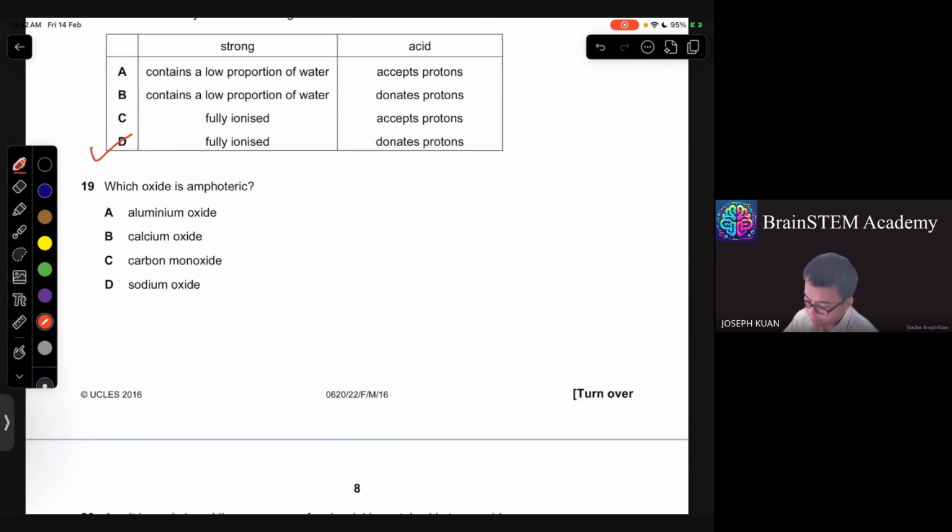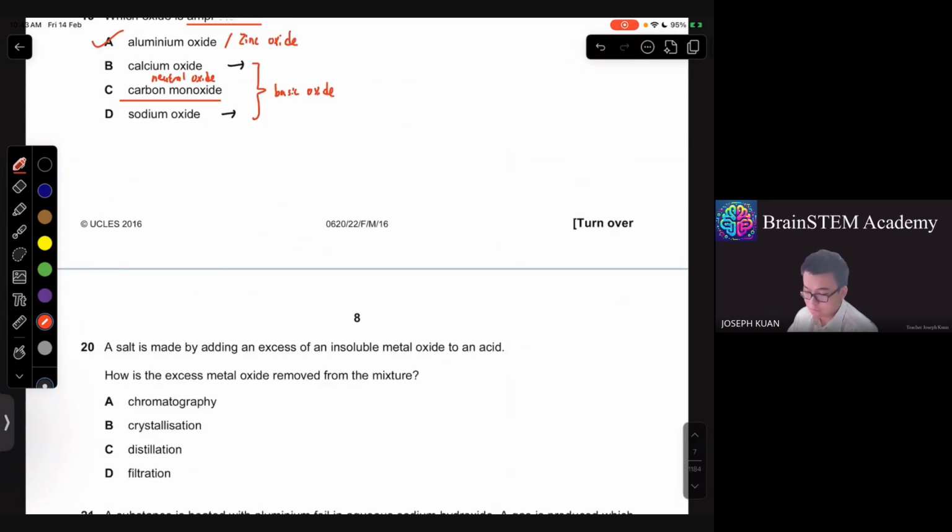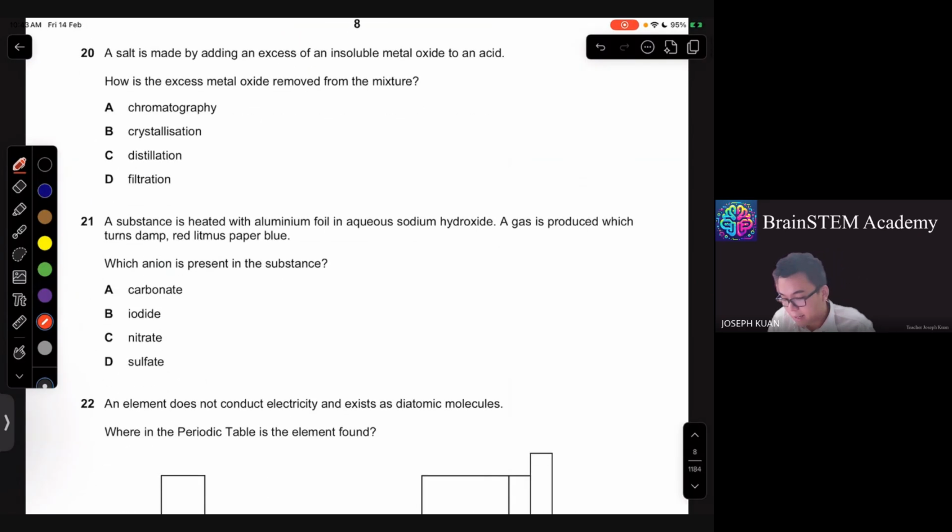Question 19. Which oxide is amphoteric? Which will be our aluminium oxide or zinc oxide that are most commonly asked in the syllabus. Calcium oxide is a metal oxide, and sodium oxide is a metal oxide. These two are basic oxides. Whereas carbon monoxide is actually a neutral oxide. Move on.